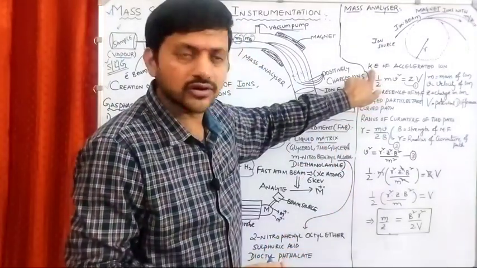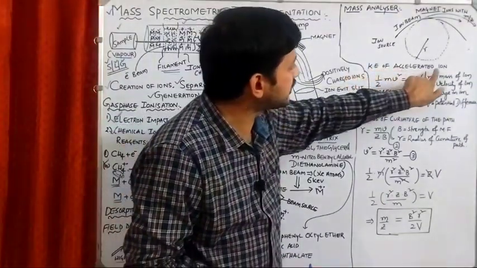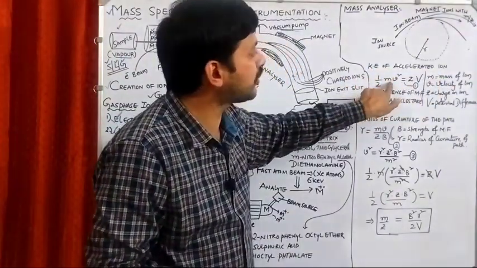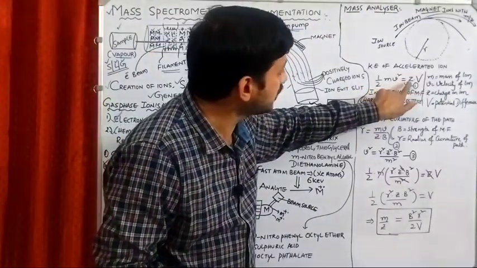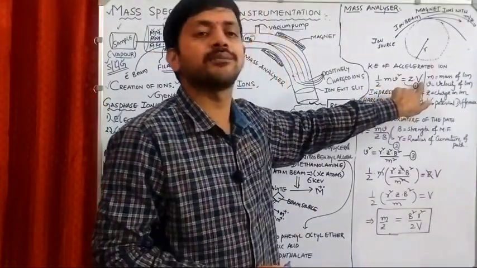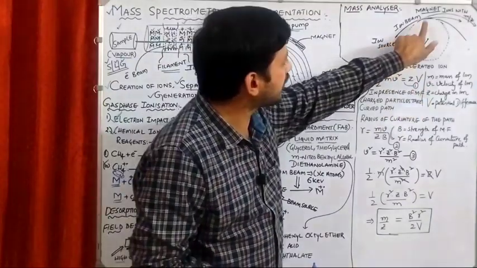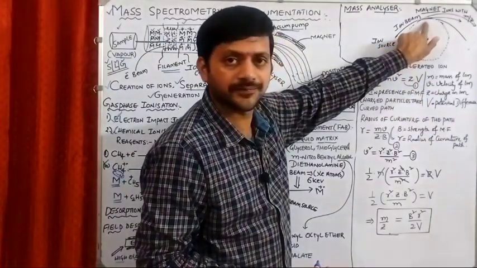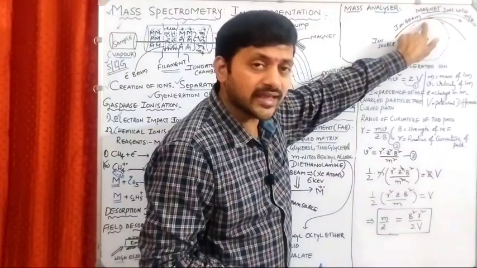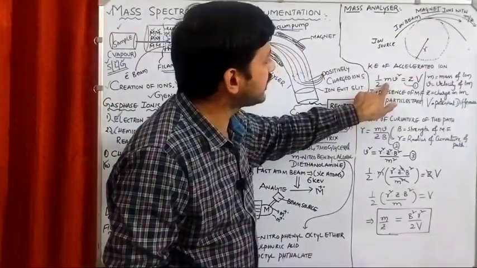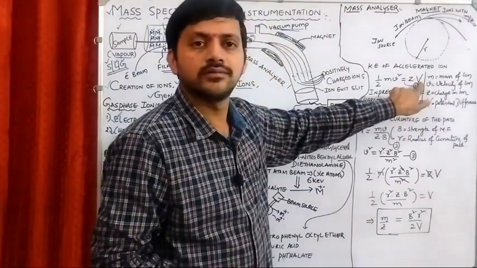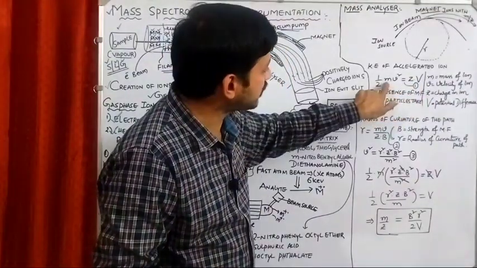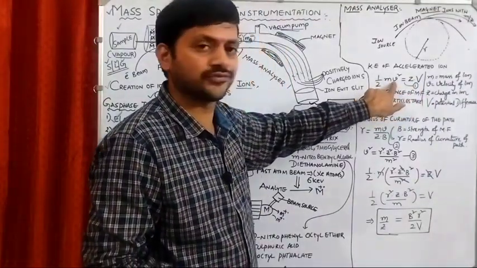Kinetic energy or not? So for the kinetic energy of an accelerated ion, we know the formula of kinetic energy: half m v square is equal to charge into potential applied. So whatever ion we are having here, its kinetic energy is going to be equal to the charge into potential. m is the mass of the ion, v is the velocity of the ion.